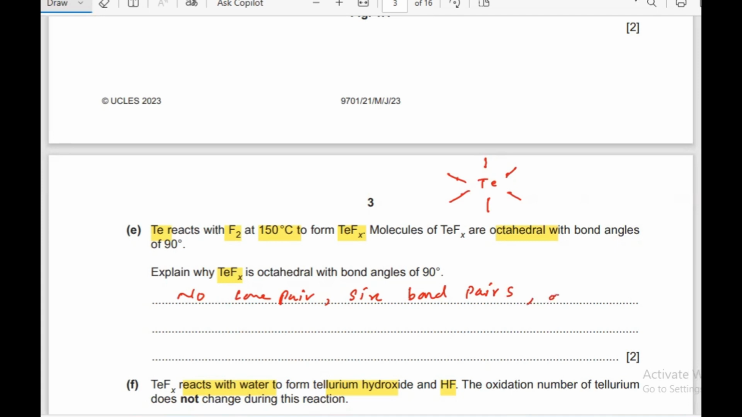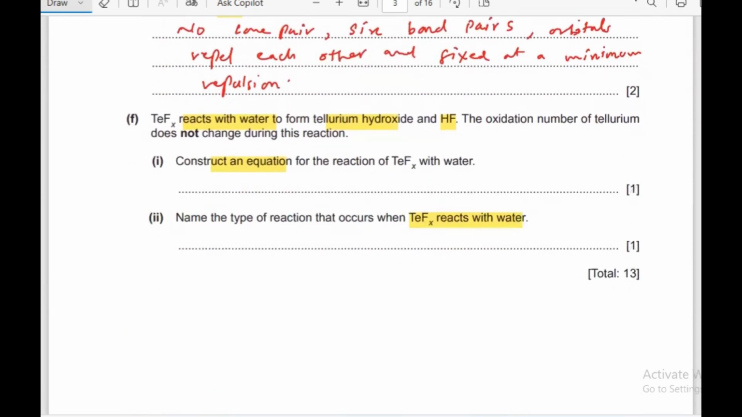So that's why the orbitals repel each other and are fixed at a minimum repulsion. Then we will get the octahedral shape. Then TeF6 reacts with water to form tellurium hydroxide and HF. The oxidation number of tellurium does not change during this reaction.